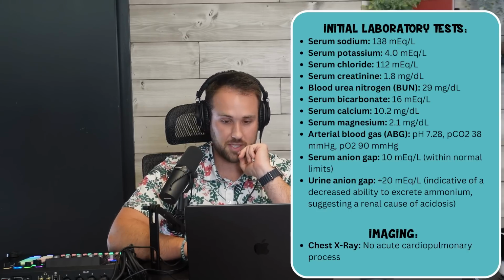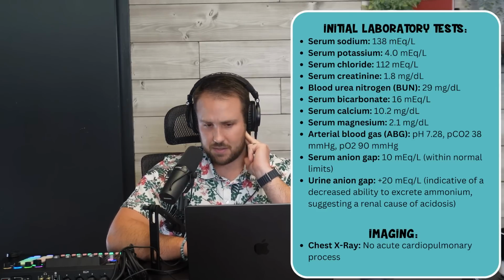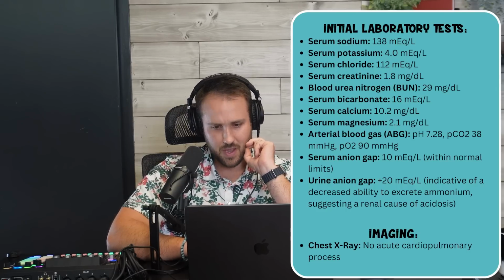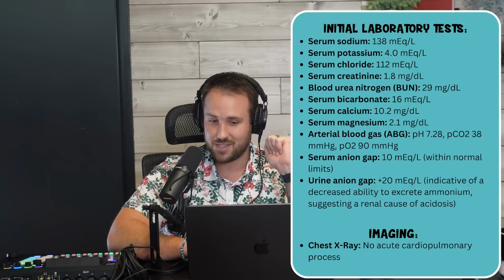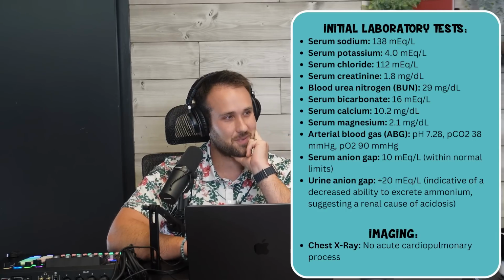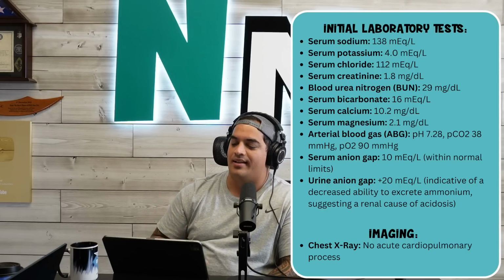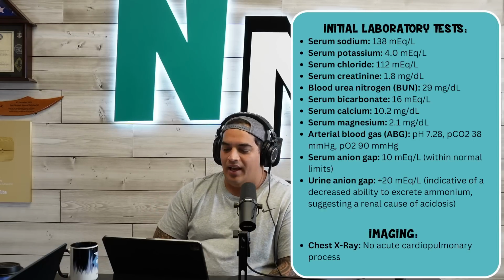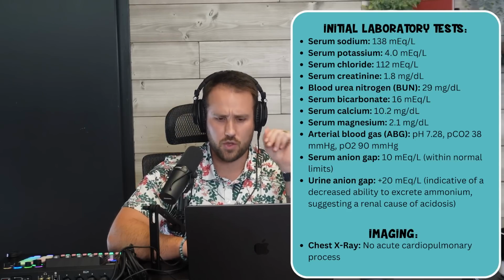It's within normal limits, hence the name. And urine anion gap is 20. Okay. So indicative of a decreased ability to excrete ammonium, suggesting a renal cause. Yeah, this one's definitely, there's more coming to me now once I got some of the labs. So that was a big red flag right there. The urine anion gap. Imaging, we just get a chest x-ray and there's no issues at all with that.